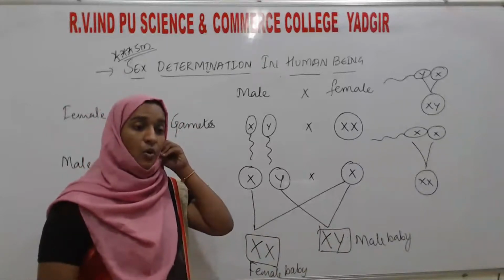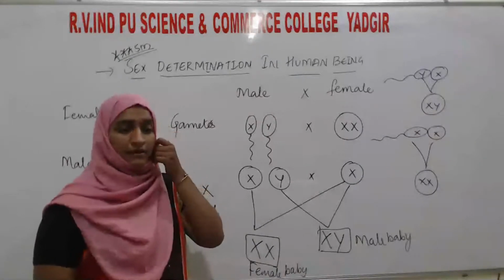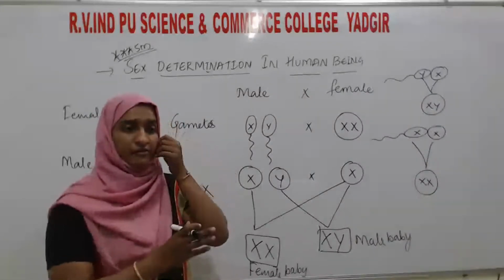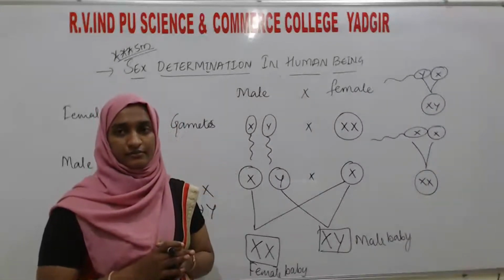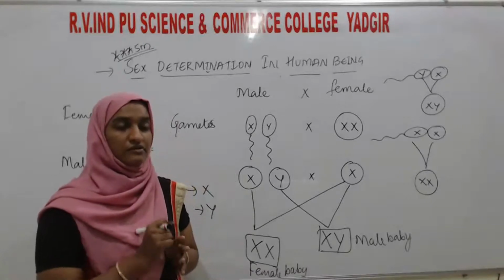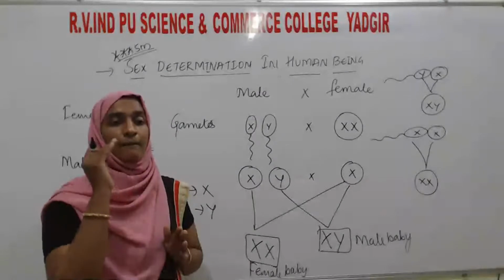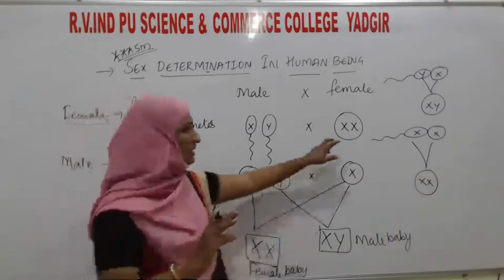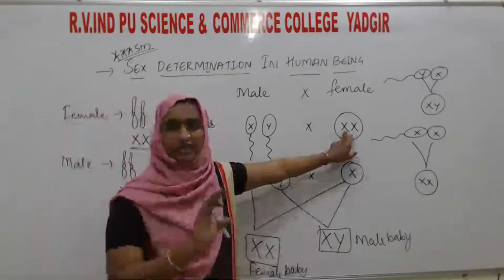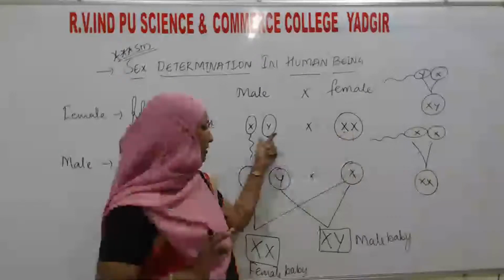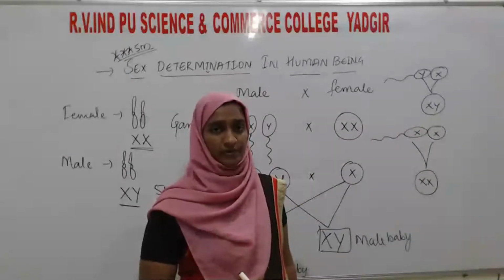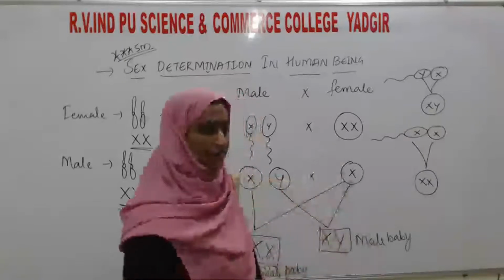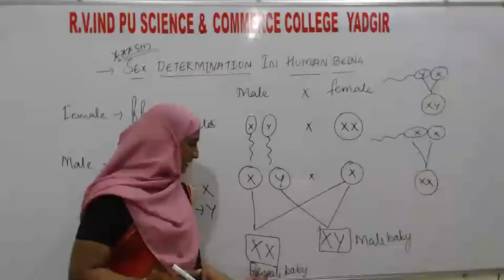Why does society blame women, the ladies, for having a girl child? Who is responsible here? Scientifically it is proved that the male is responsible for the sex of the child, because the ova already has X, there is no difference in the ova. So in this way we can recognize whether the baby is male or female.